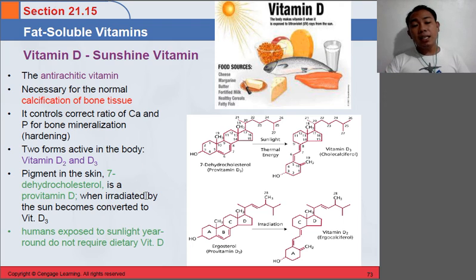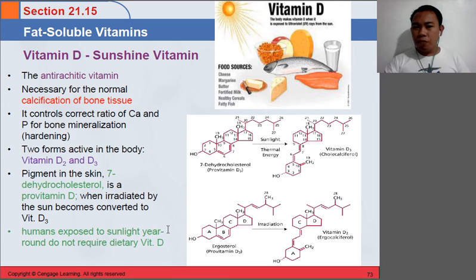The pigment in the skin, the 7-dehydrocholesterol, is a provitamin D. When irradiated by the sun, it becomes converted to vitamin D3. Humans exposed to sunlight year-round do not require dietary vitamin D.